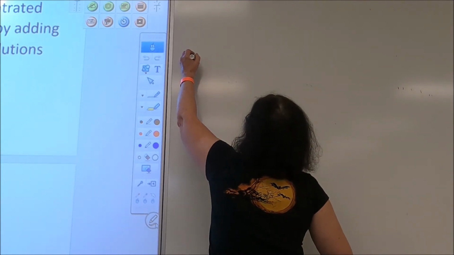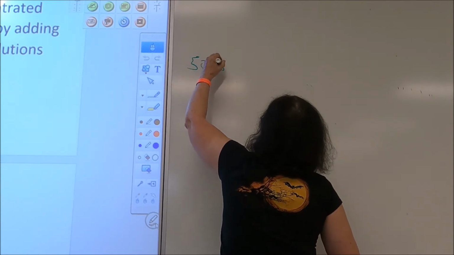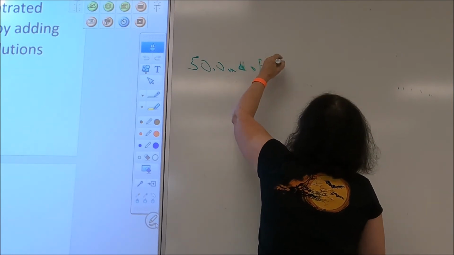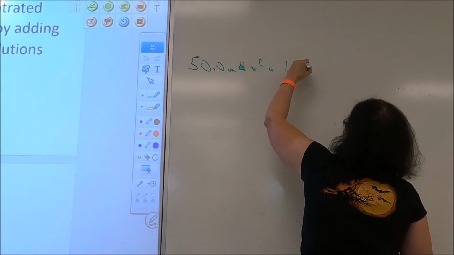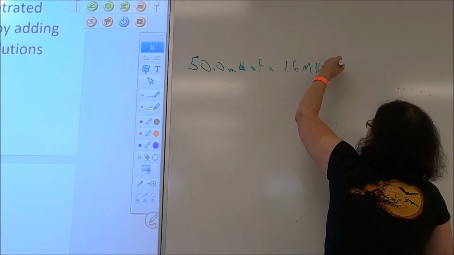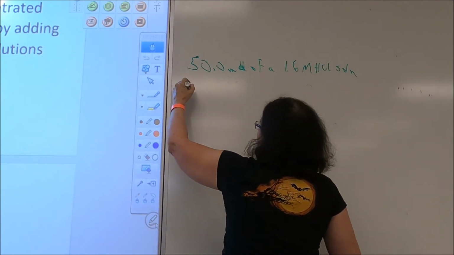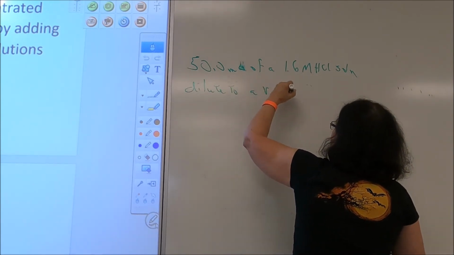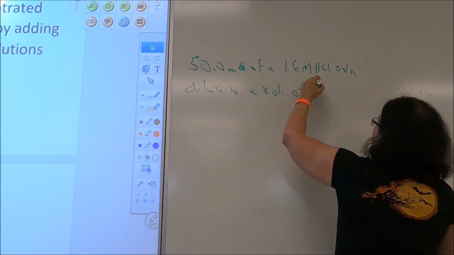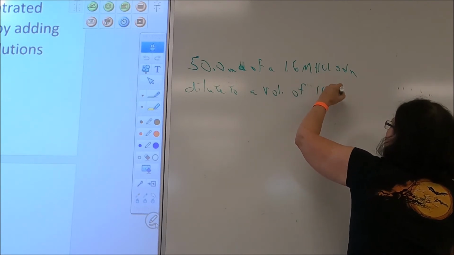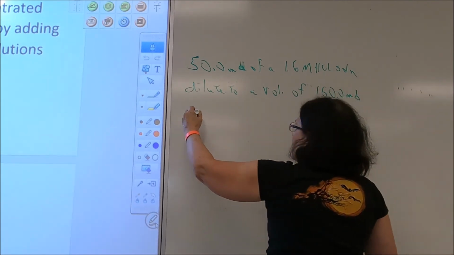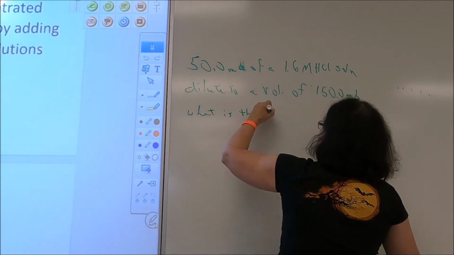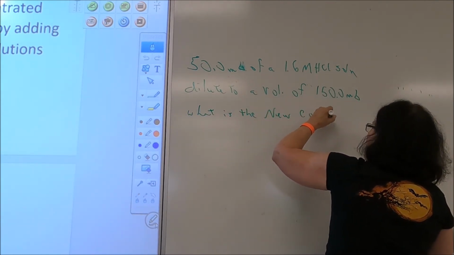Let's say we had 50 milliliters of a 1.6 molar HCl solution. And we dilute to a volume of 150 milliliters. What is the new concentration?